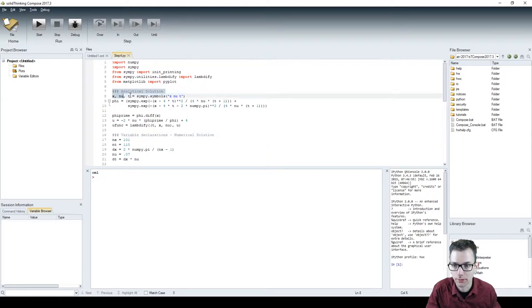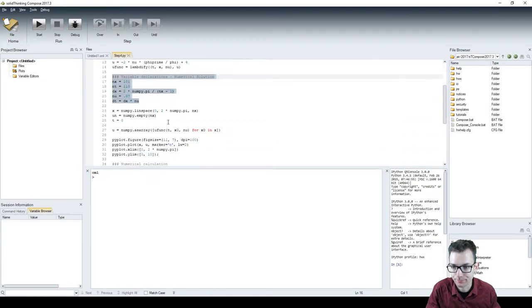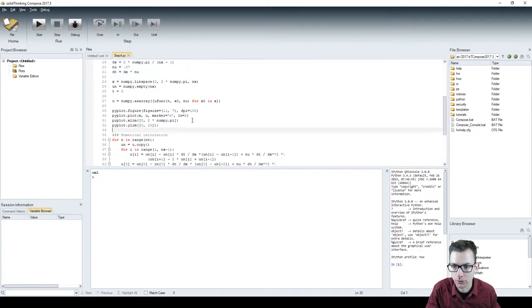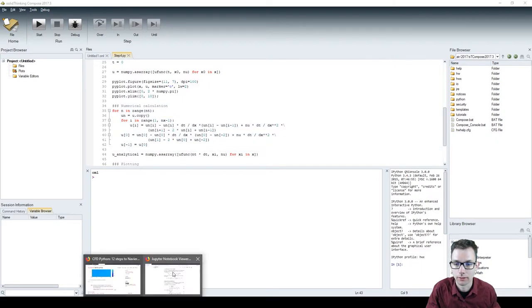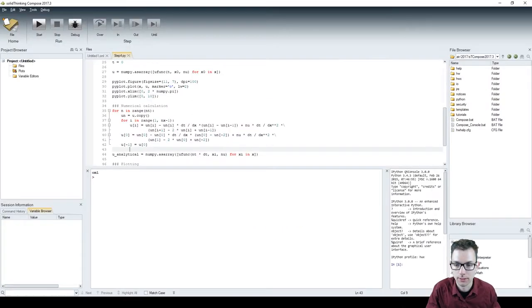So we have here the analytical solution, then the variable declaration, and this goes right about here. Then we have plotting the initial analytical function, and here the numerical calculation happens. So here the equations like those are implemented, so you're calculating your next step in time.